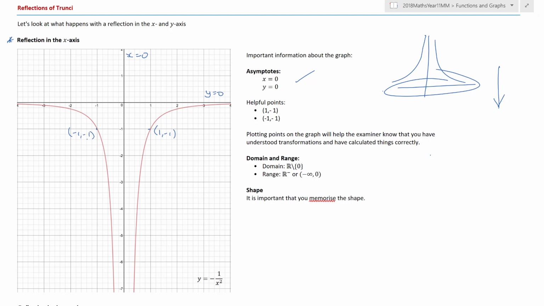My domain and range in this situation, well, the domain stays the same. If we look at all the possible x values that can go in, all values can go in there except the 0. It doesn't really matter that it's -1 over x squared. If I make that 0, we're going to end up with dividing by 0. It's not possible. But my range, if you remember, for the standard trunci, my range was R+. So if I'm flipping it, and that meant all positive real values, then flipping it, I use R-.